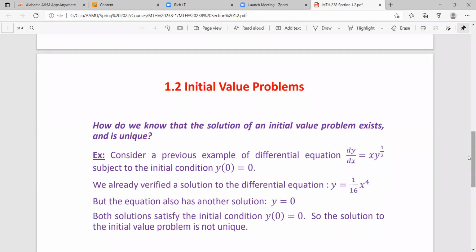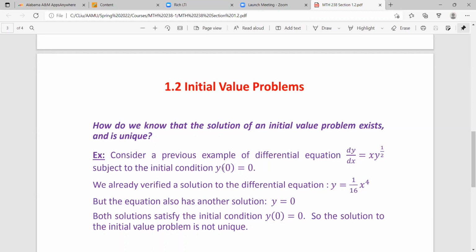And the answer is, it depends. Sometimes the initial value problem does not have a solution. Sometimes when it does, it may have multiple solutions. Okay, so let's start from an example.